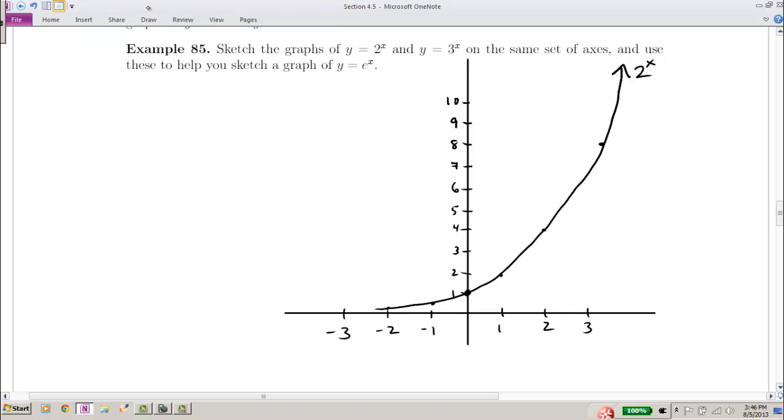Next we'll do 3 to the x. Do that one in blue. 3 to the -1 is a third. 3 to the 0 is 1. 3 to the first is 3, and 3 squared is 9.